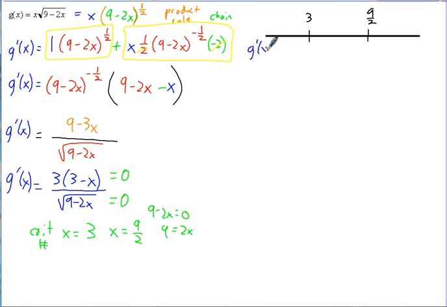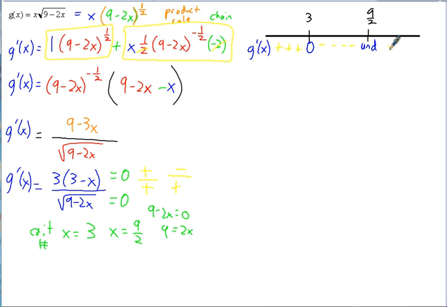Label your number line as the first derivative, g prime of x. 3 came from the numerator, so that makes the derivative 0. 9/2 came from the denominator, so that makes the derivative undefined. So here we could test 0. 0 makes the numerator positive, denominator positive. Positive is positive. Between 3 and 9/2 is a small window. Remember, this is 4.5. 4 is probably the easiest thing to test. 3 minus 4 is negative. 4 in the denominator makes it 9 minus 8. That's positive. Negative divided by positive is negative.